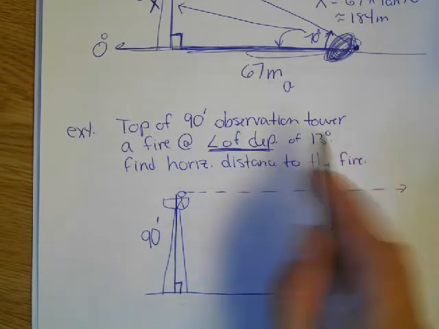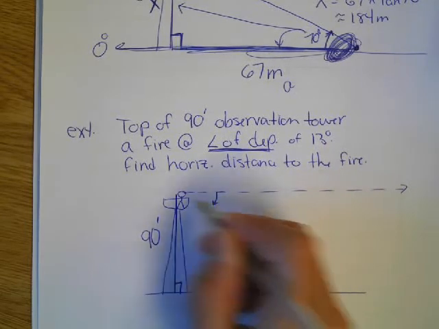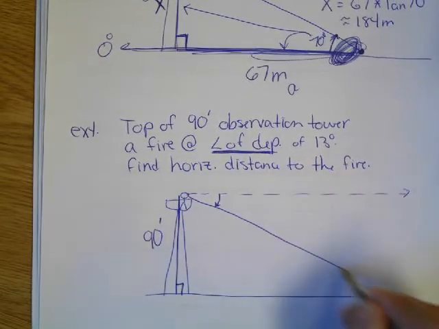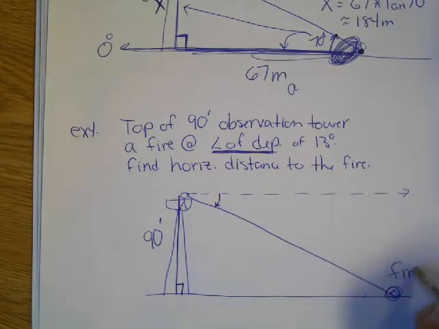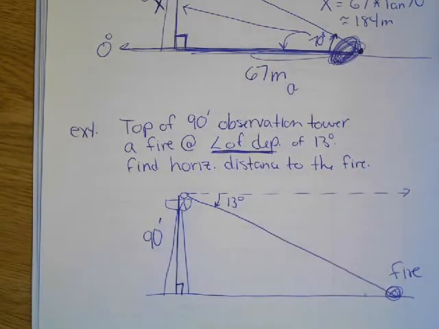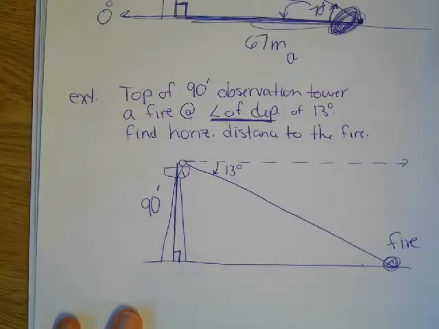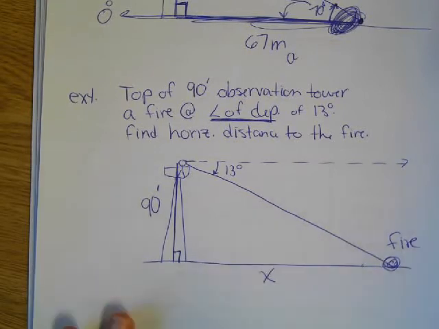If he drops his eyes 13 degrees from that zero line, he will see the fire. So the fire is down here. The 13 degrees is here. Okay, now the question is, how far horizontally is it? So we're looking for this horizontal distance.